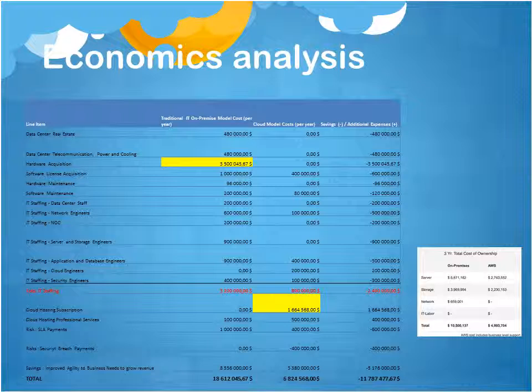So if we just compare the total IT staffing for on-premise and cloud, we will see that we will move from 3,200,000 to 800,000. So we are already saving $2,400,000 for the IT staffing, which is really, really important, as you can see.